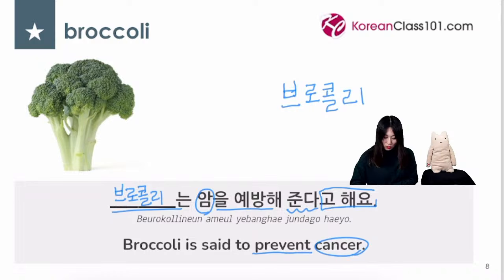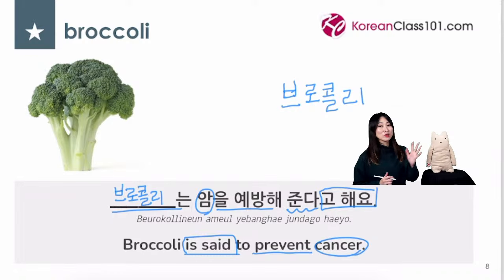고해요 means it's said to. So it's an indirect speech and we already did 고하다, 고해요. We already learned it before. So if you want to learn more about this grammar, check out my previous lesson. But yeah, it just means it is said. When you deliver what someone said to another person, we use this grammar, 고하다.